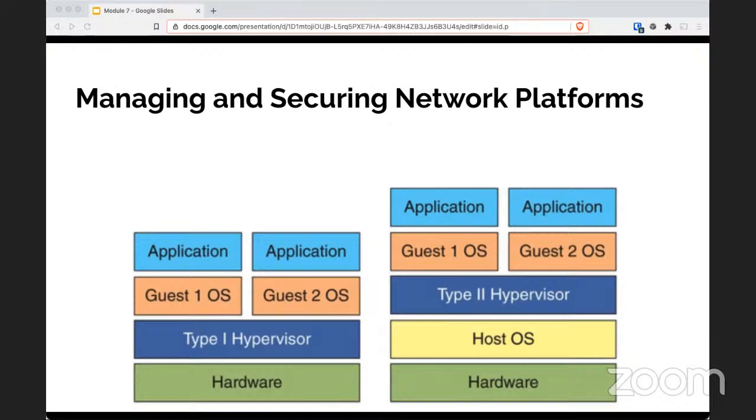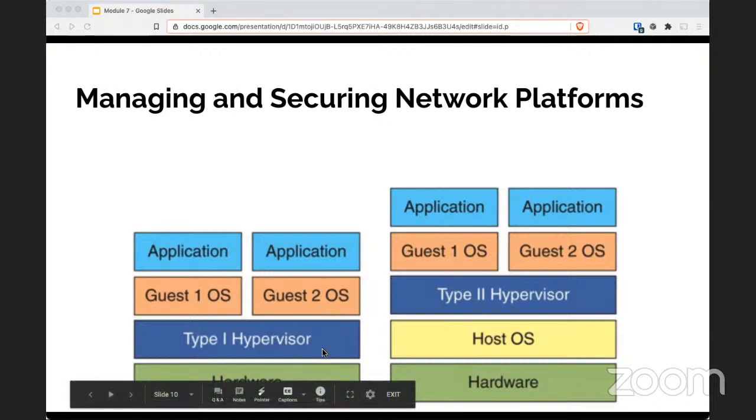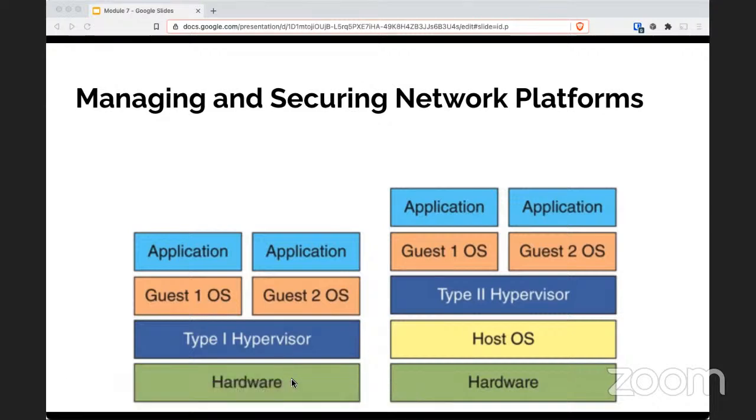If you didn't know, there are two main types of hypervisors, types one and two. The type ones run a hypervisor operating system directly on the hardware, kind of like VMware's ESXi. The type twos will run something on top of another operating system, such as VMware, VirtualBox, Parallels, that kind of stuff. Those would be type twos.